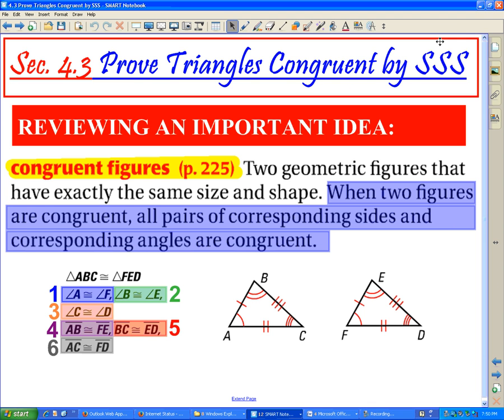So for two figures to be congruent, this is highlighted in the blue here, they need to have all of their corresponding sides congruent and all of their corresponding angles congruent. For two figures to be congruent, all of their corresponding parts must match up exactly. Now for triangles, that's a total of 6 parts, 3 sides and 3 angles.